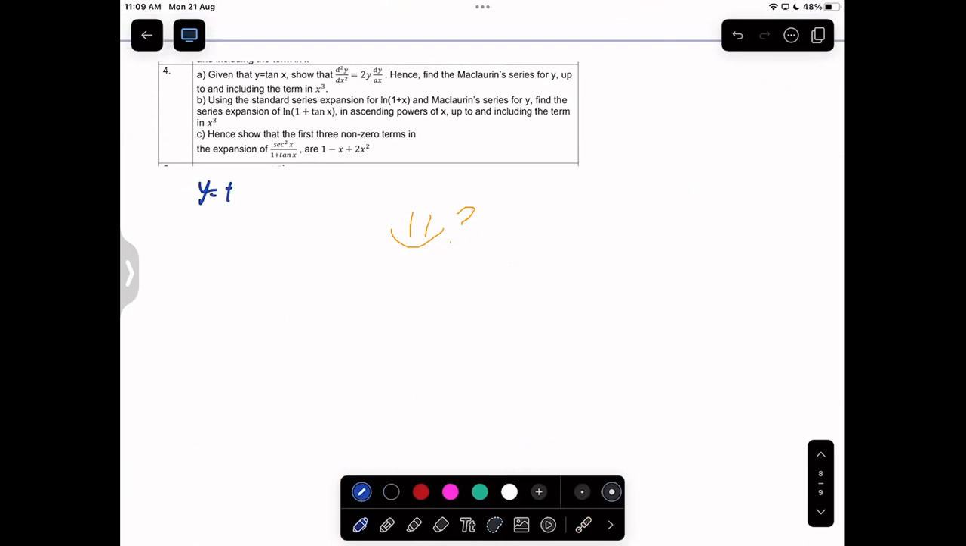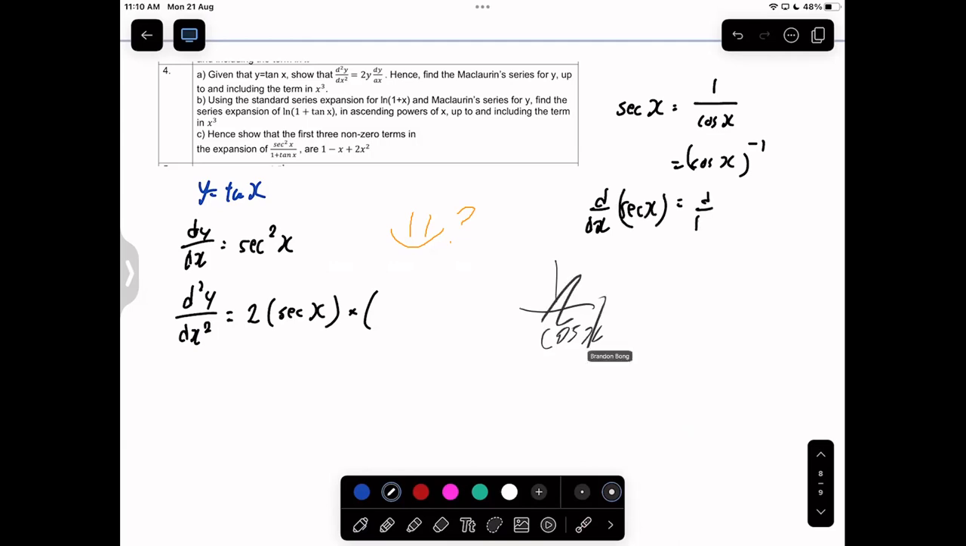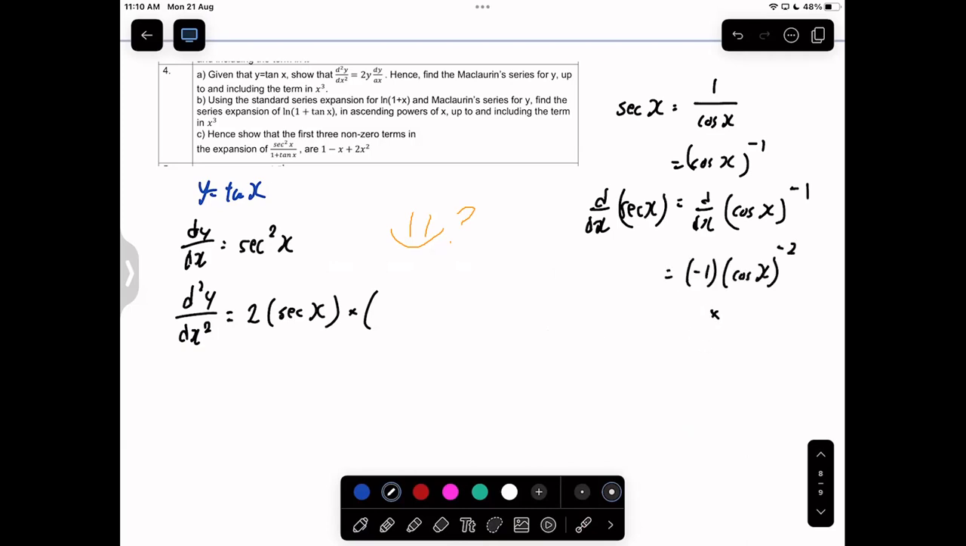So y equals tangent x, you must remember the derivative is secant squared. For d2y dx squared, this time you have to differentiate secant squared. Power rule tells you bring down the old power, -1, get a new power, so it's just secant x, then differentiate secant x. So how do you differentiate secant x? Secant x is really just 1 over cosine x, which is cos x power -1. So differentiating secant is the same as differentiating cos x power -1. Bring down the old power, -1 to get the new power, then you times derivative of cosine x.